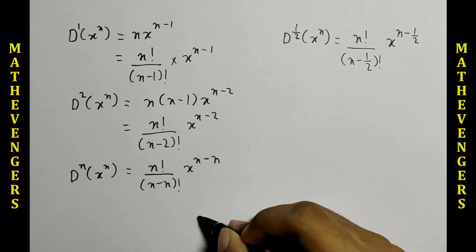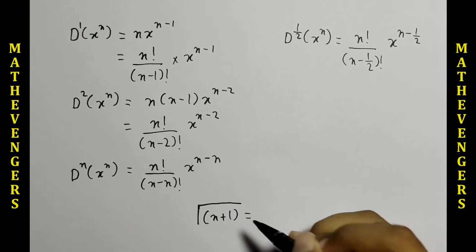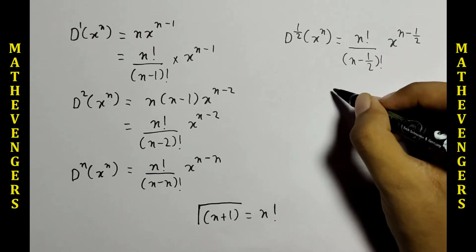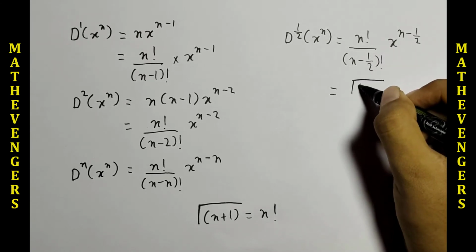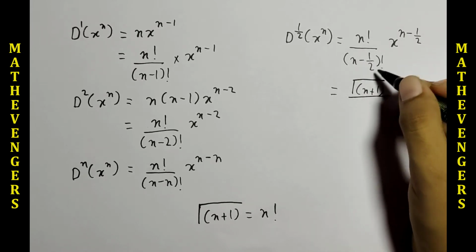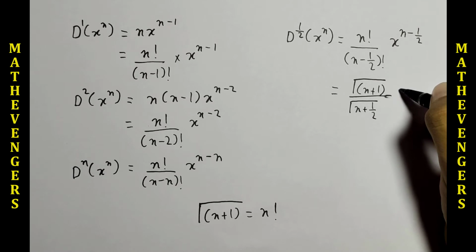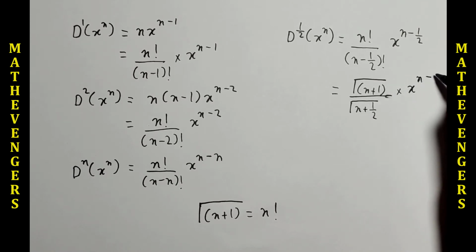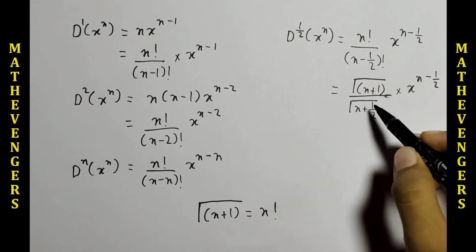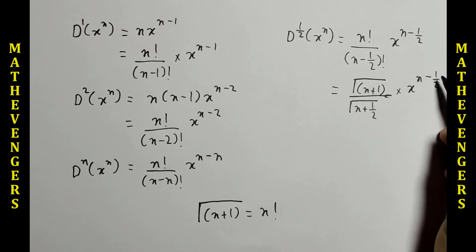We know that gamma of n plus 1 is equal to n factorial. So we can write n factorial as gamma of n plus 1 upon n minus half factorial as gamma of n plus half into x to the n minus half. So the half derivative of x to the n will be gamma of n plus 1 upon gamma of n plus half into x to the n minus half.